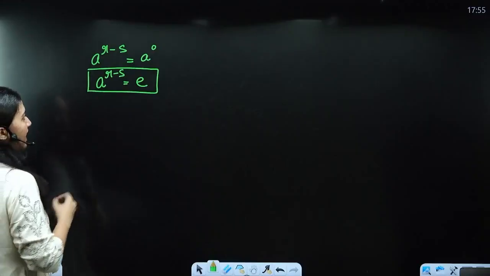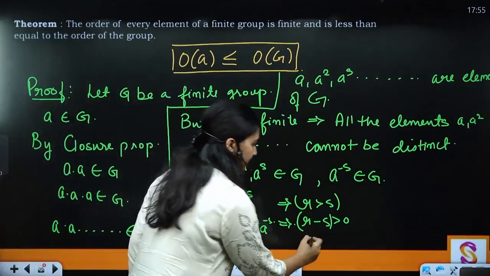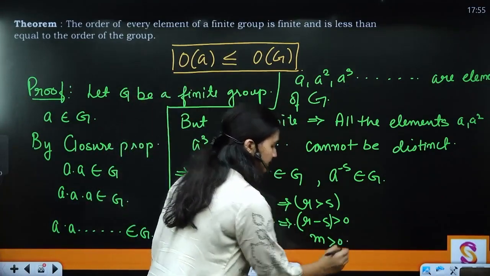Now, R minus S is a number which is greater than 0. Can I call it M? We can write R minus S as M, right? And M is greater than 0.